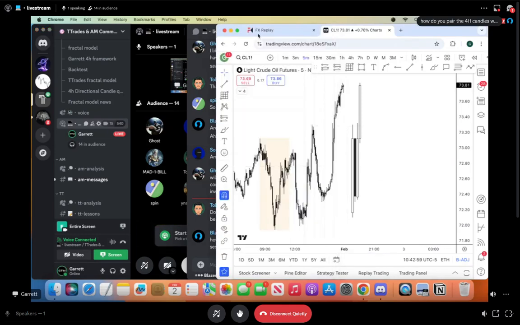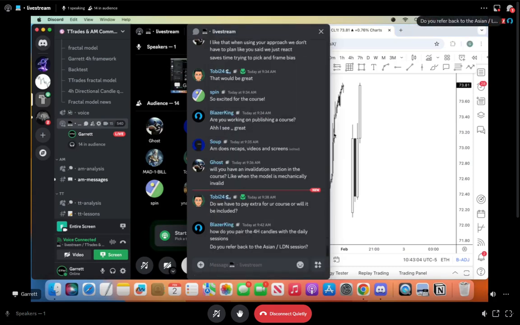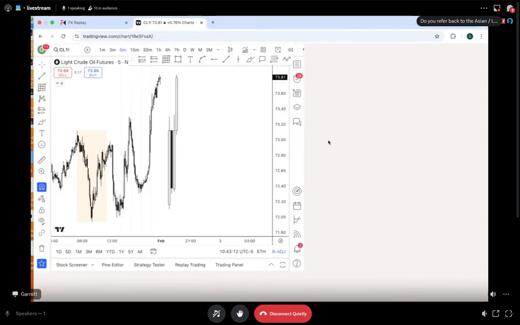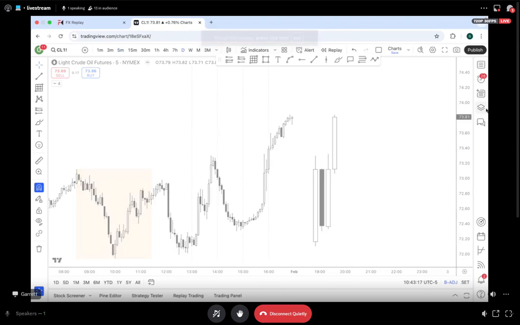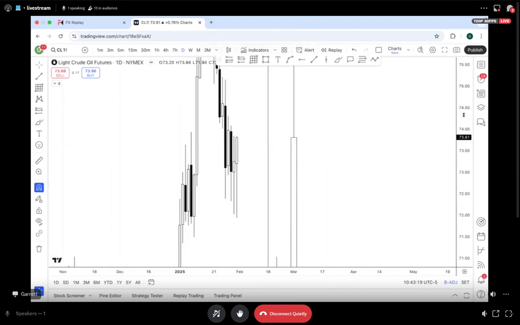4 hour candles are the daily session. So either a 4 hour candle will form the low of the day. Every single day, the low of the day is formed from a 4 hour candle, right? So that's one. And then you're basically aligning yourself with expansion.